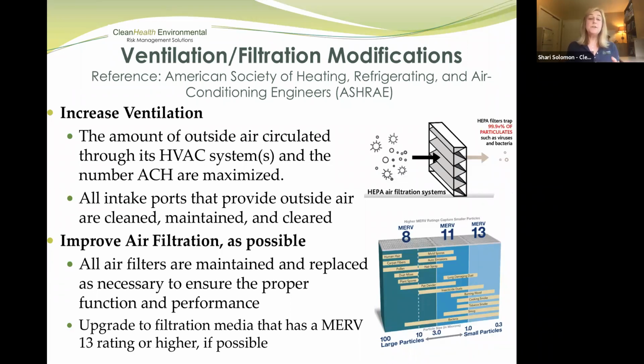One thing I do want to mention is that this is all based on these requirements applying if you have ownership authority over your HVAC system. If you do not, and I sat through a webinar on this last week, then that's going to be a little bit more of a challenge. But what the requirement in the OSHA emergency temporary standard states is that if you have authority over the HVAC system, then this is what you need to do. So that's where we are at right now.